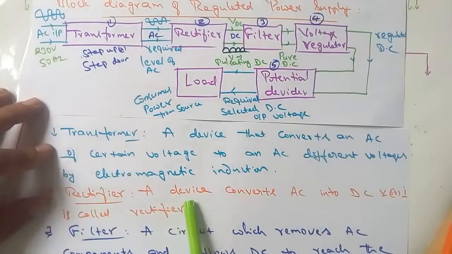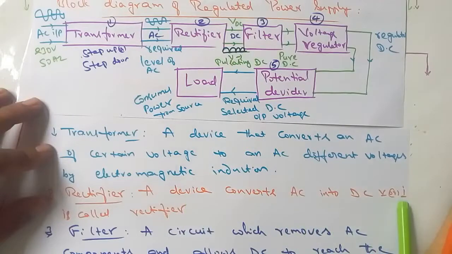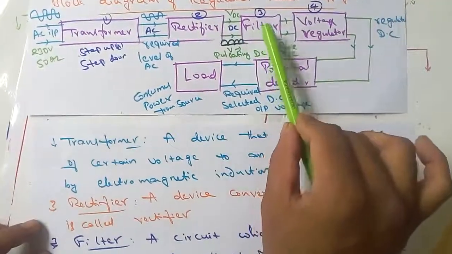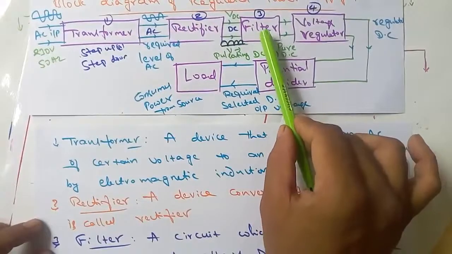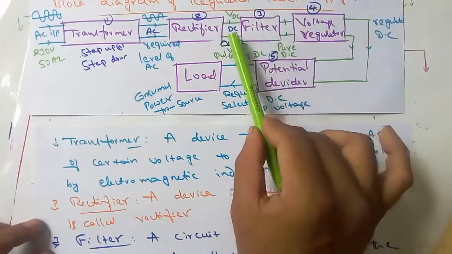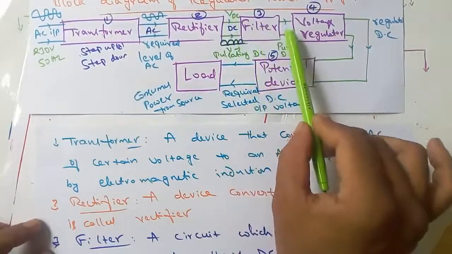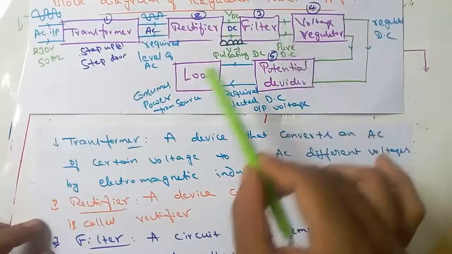What is it? A device which converts AC into DC voltage or current. V or I means voltage or current. A device which converts AC into DC voltage or current is called the rectifier. The third block here, what is it indicating? The filter. For what purpose? Removing unwanted AC, which means it is converting the pulsating DC into pure DC. That is also correct.